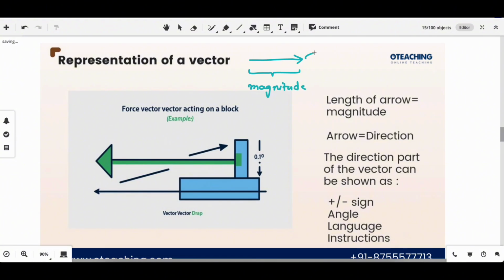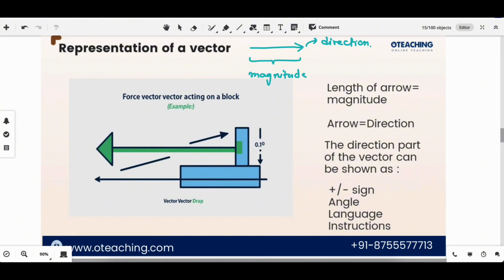Correct? And this arrowhead represents the direction. Okay. Now, here, there is a convention that right sides are taken as positive, left sides are taken as negative, up direction positive, down direction as negative.